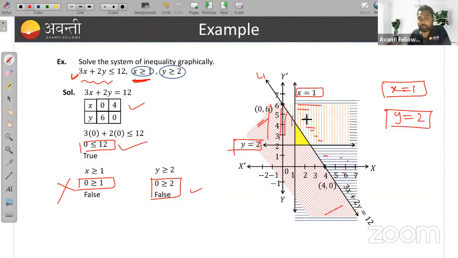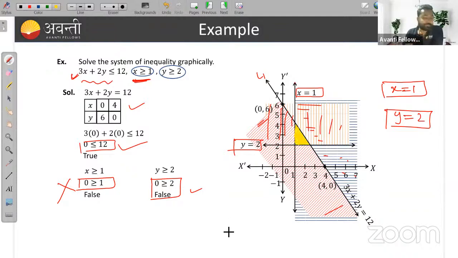So the intersecting region of these three lines, that is the yellow shaded region, the yellow shaded region is your required solution. Whatever intersecting region you get of these three lines, that will represent your required solution region. I hope this is clear to all of you. Yes, clear? Please respond in the chat box if it is clear.